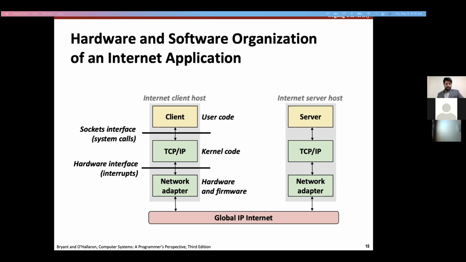So you've got these three layers: user code, the kernel, and then the hardware and the firmware for that hardware, and they're all connected through the network adapter at the lower end of the stack, which is connected to the global IP internet. Then on the internet server host, you have the same network adapter, looking for any incoming request, and it passes the request to the TCP/IP protocol, and the protocol again unboxes the data for the main server process. So on the server end, it's just the same hardware and software stack as the client.